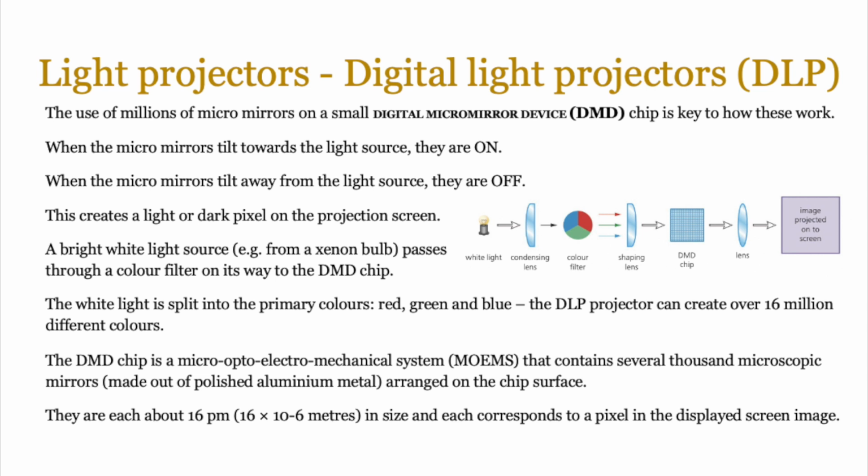Now, it contains several thousand microscopic mirrors, which are normally made out of polished aluminum metal, and these are arranged on the chip surface. These are very small. They're about 16 picometers, which is 16 times 10 to the minus 6 meters in size, and each corresponds to a pixel in the displayed screen image. So the final image quality is far superior to older technology like LCD projectors.